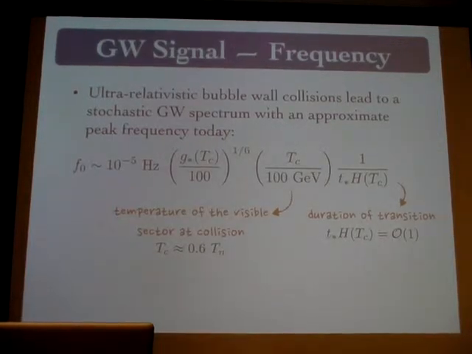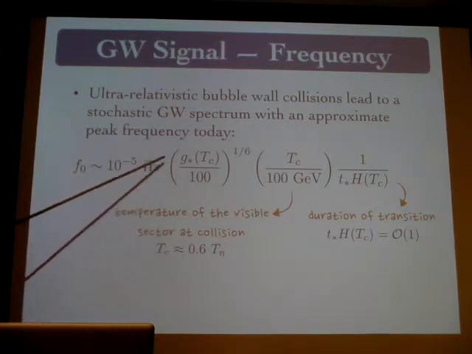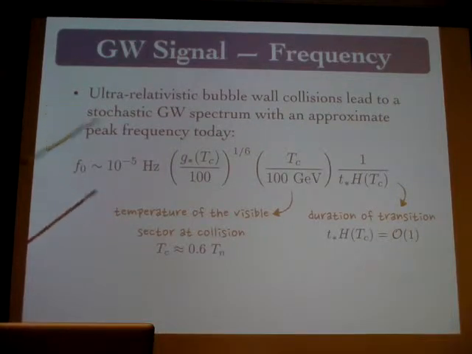Regarding the frequency of this gravitational wave signal, these bubble wall collisions will lead to a stochastic background. The frequency peak that we'll see today is approximately given by this expression. All these factors just come from redshifting to our frequency today. But basically this frequency is set by the size of the bubbles when they collide.